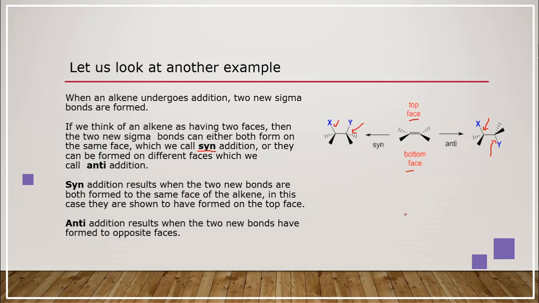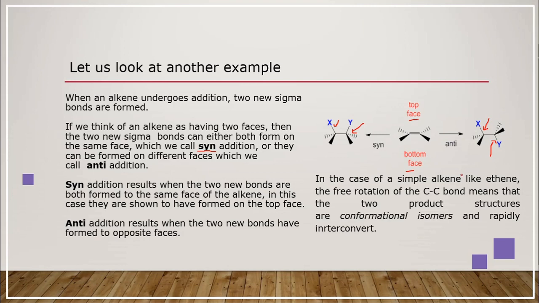Syn addition results when the two new bonds are both formed to the same face of the alkene. In this case, they are shown to have formed on the top face. Anti-addition results when the two new bonds are formed to the opposite faces. In the case of a simple alkene like ethene, the free rotation of the carbon-carbon bond means that the two product structures are conformational isomers and they can rapidly interconvert.